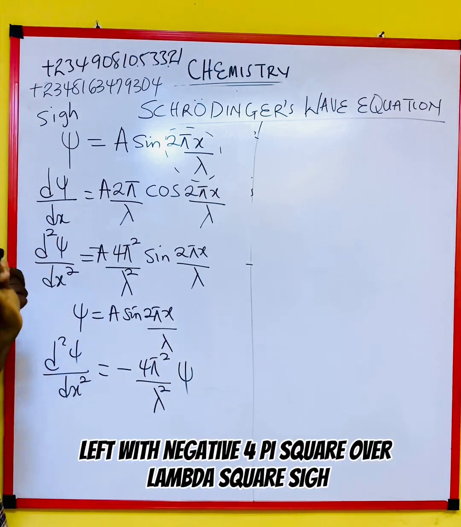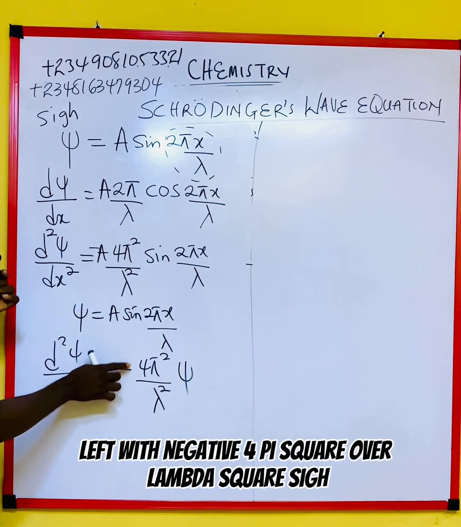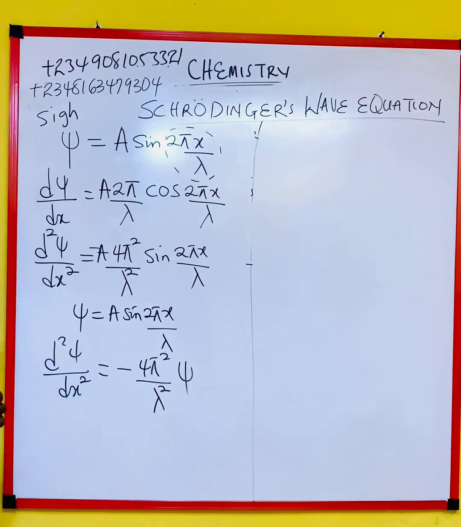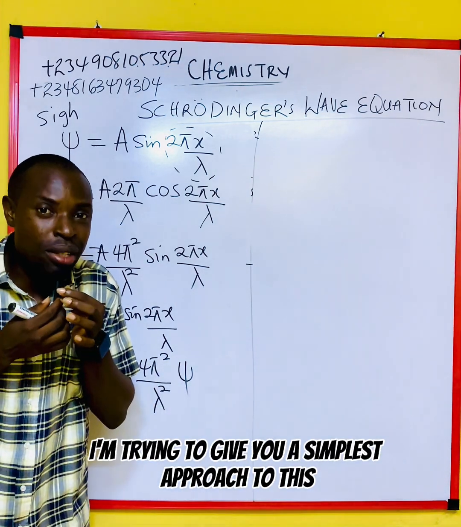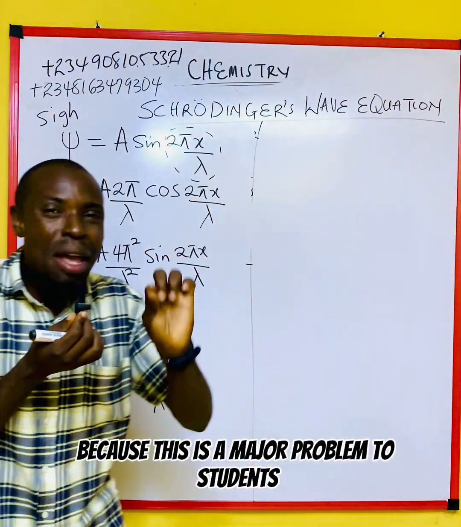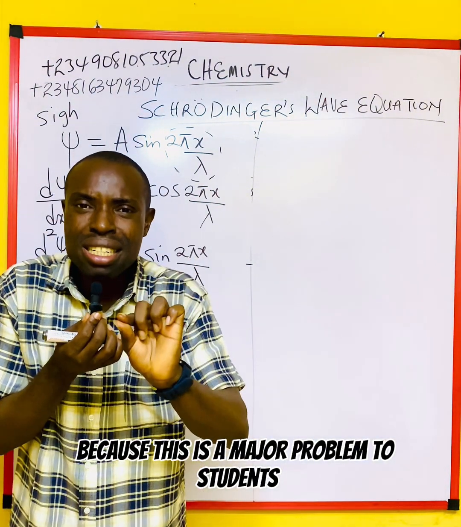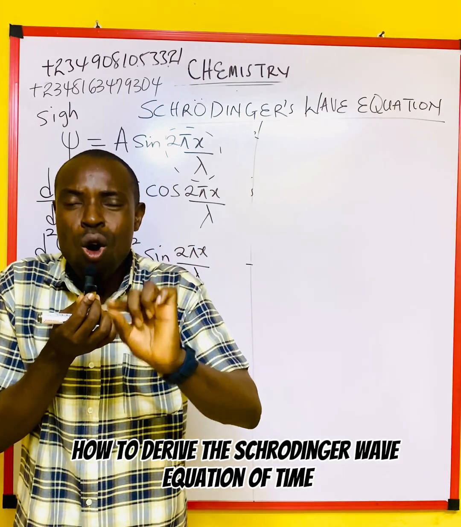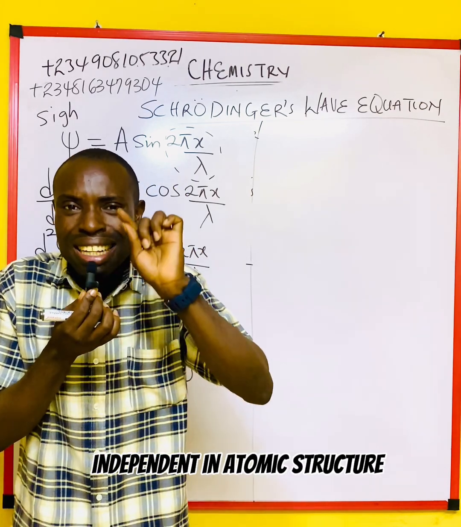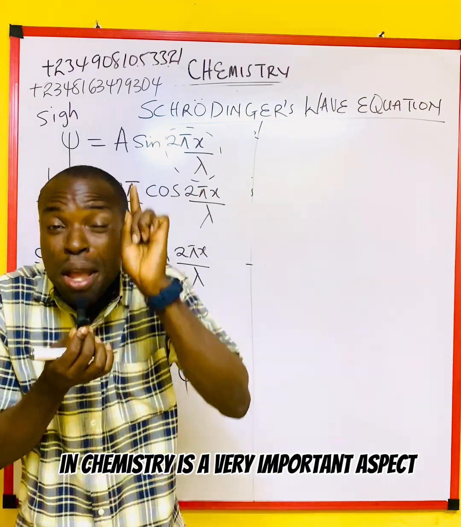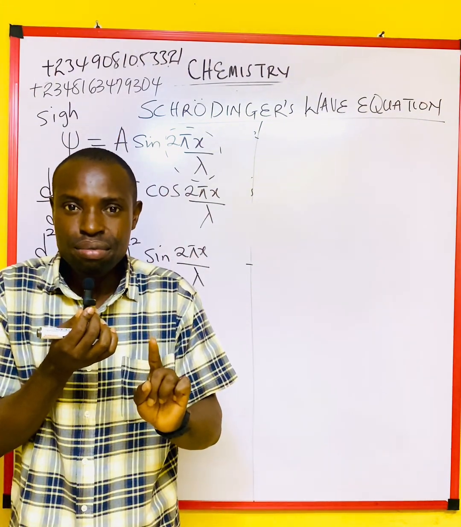So it is now left with negative 4 pi square over lambda square sine. Just take note of it. I'm trying to give you the simplest approach to this, because this is a major problem to students. How to derive the time-independent Schrödinger wave equation in atomic structure in chemistry is a very important aspect.